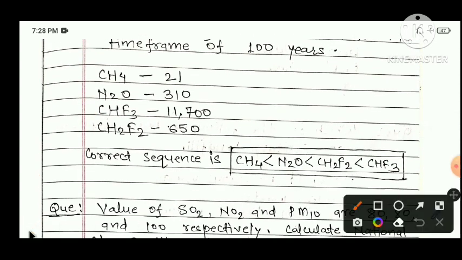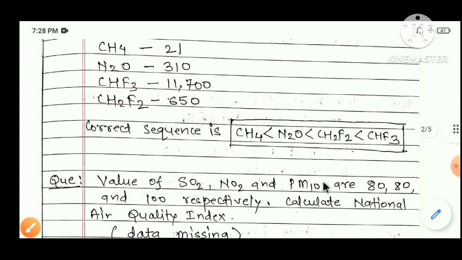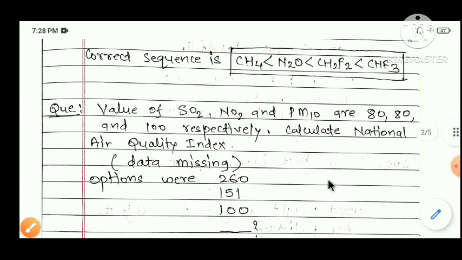If you know the options, then you will relate that this option was available in the paper. Okay, so this is the correct sequence. First will be your methane, nitrous oxide, then CH2F2, and then comes your CHF3. So this is the correct sequence for this question. Moving to the next question.